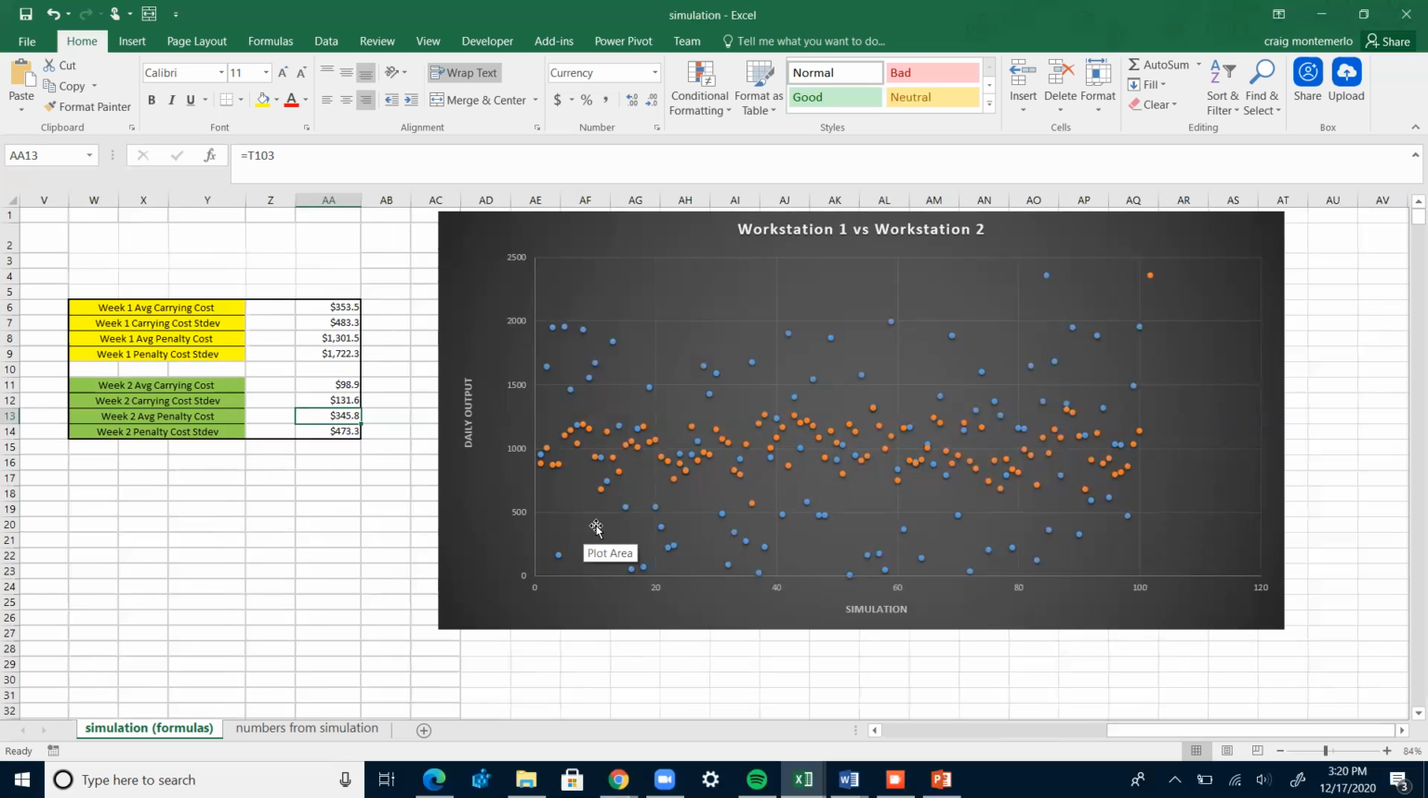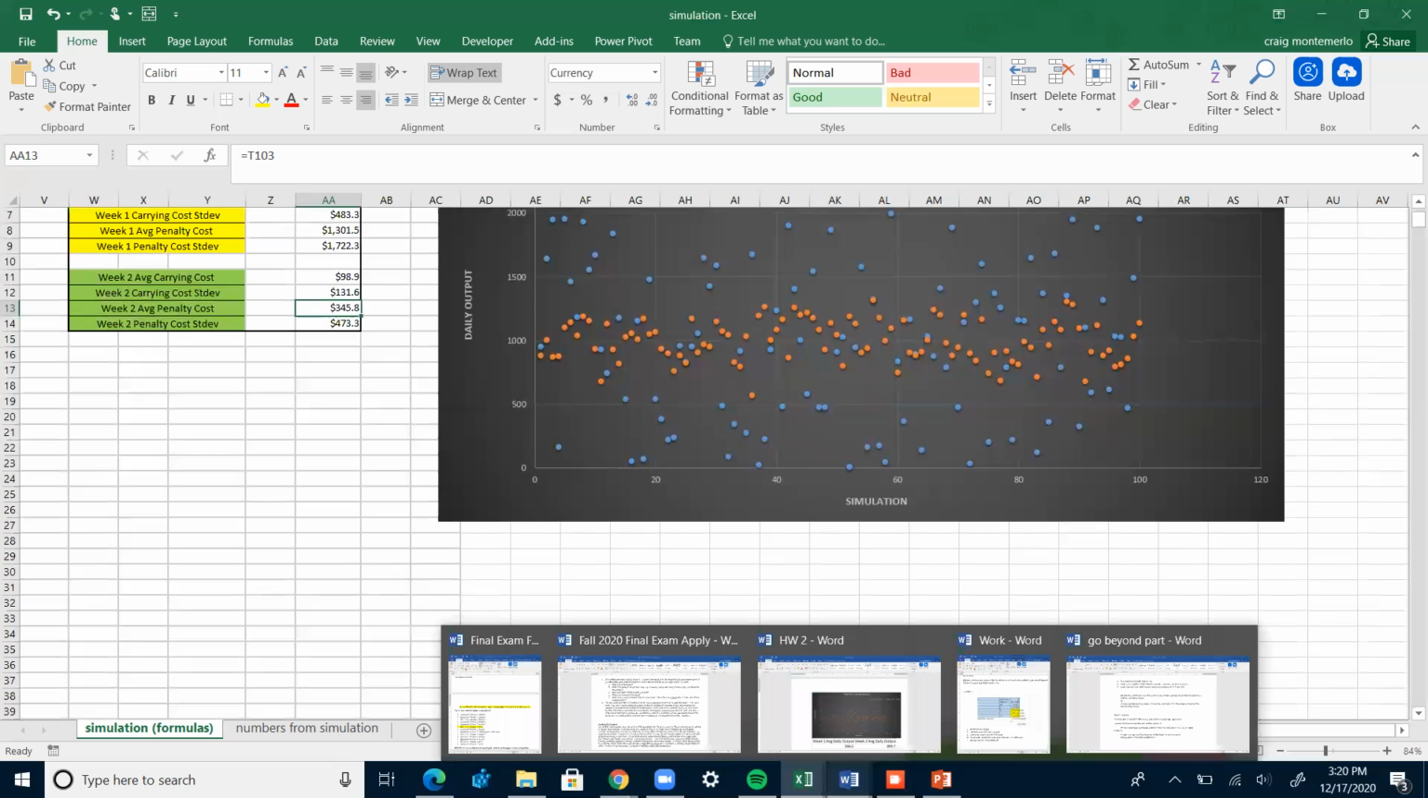When we look at the blue dots, it is all over the place. It could be anywhere from 53 units to 1,948 units. That's a very large variation, so that's not as good. We would want a smaller variation so we know what we're going to get on the average daily basis.